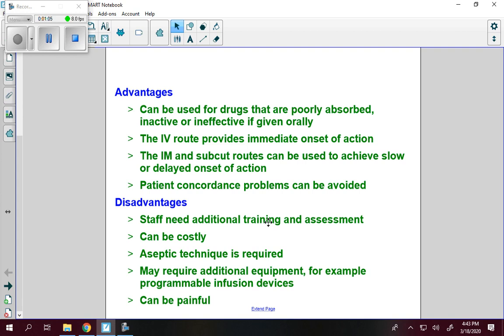Disadvantages: staff need additional training and assessment. It can be costly. Aseptic technique is required. That would be the sterilization of the area where the needle is going to be placed. It may require additional equipment, for example, programmable infusion devices, and it can be painful.